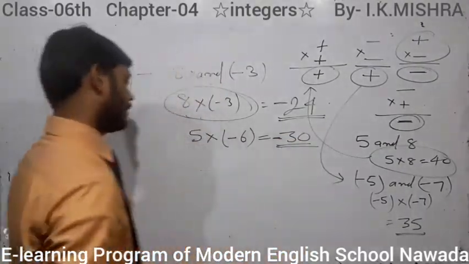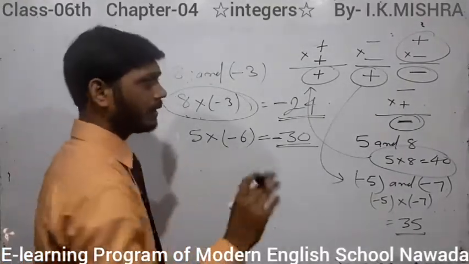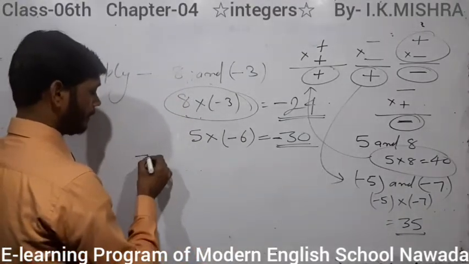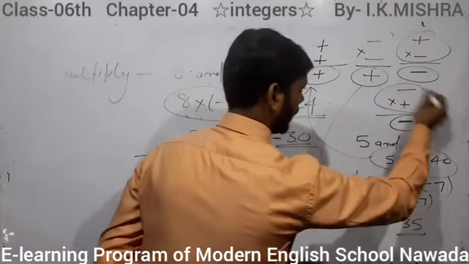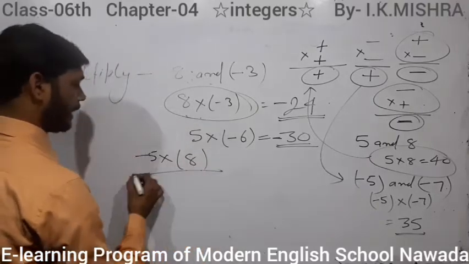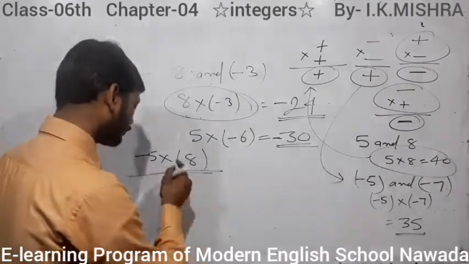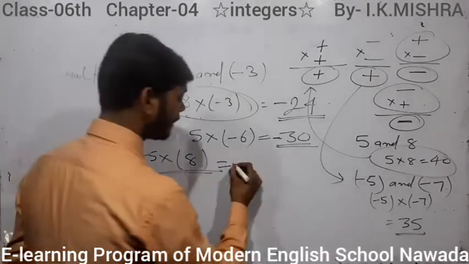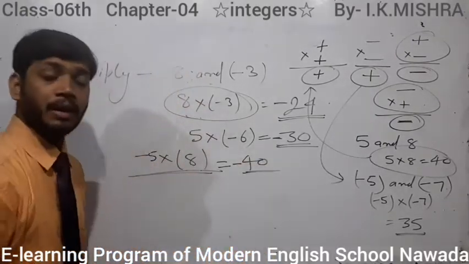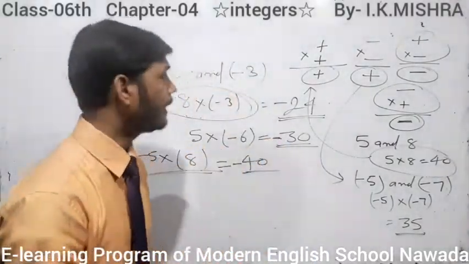Clear? Suppose you have to multiply three integers. First of all, be clear on the multiplication of two integers. Here I write minus 5 into 8. By the different sign property, one is negative and another is positive. So its result is a negative integer: when you multiply, 40, minus 40. Similarly, students, you can do all the questions that will be in the exercise.